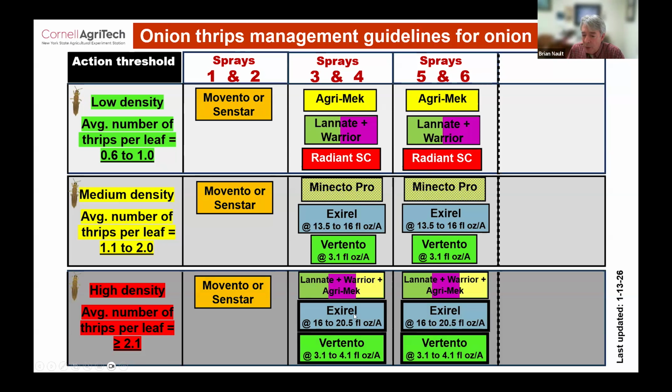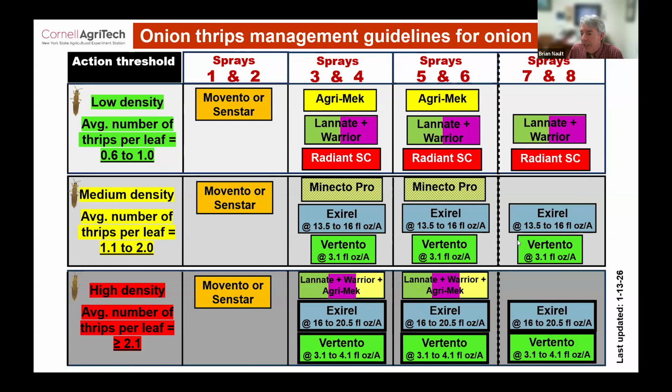plus Agramac. We could use Exral at the pint or 20.5 fluid ounce rate, which is higher than what you might use here, and Vertento at 3.1, or you could go as high as 4.1. Maybe the first spray could be 4.1, and then maybe the second one 3.1. Same thing for 5 and 6. If you have a late maturing variety, it's a really horrendous thrips year, and you have to continue to spray, you could use these particular products for 7 and 8, depending again on density.